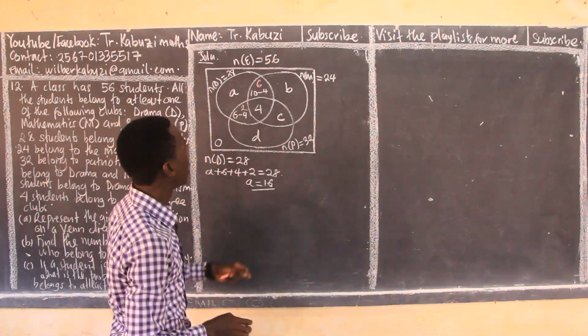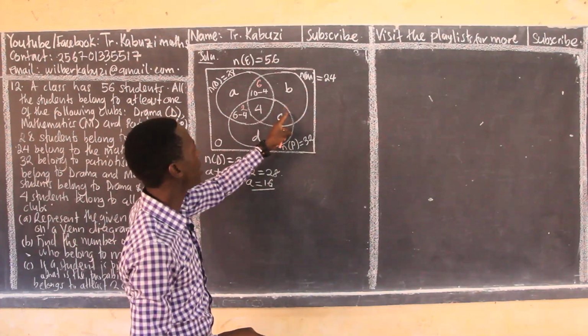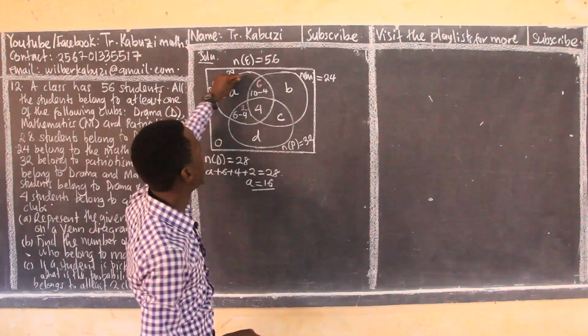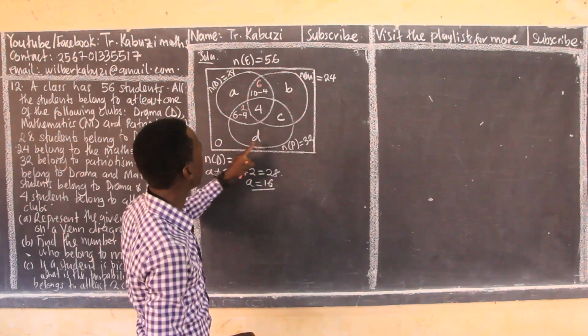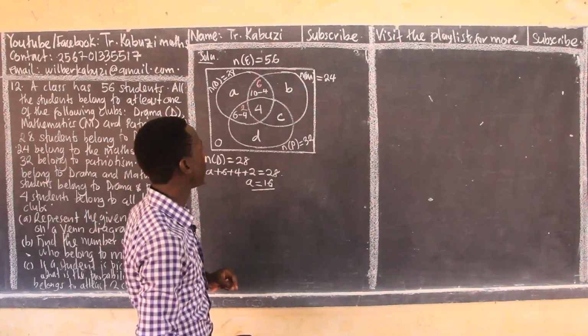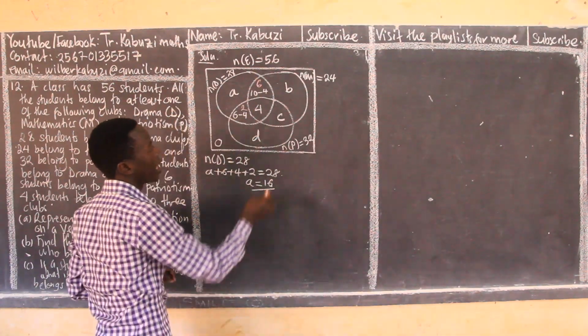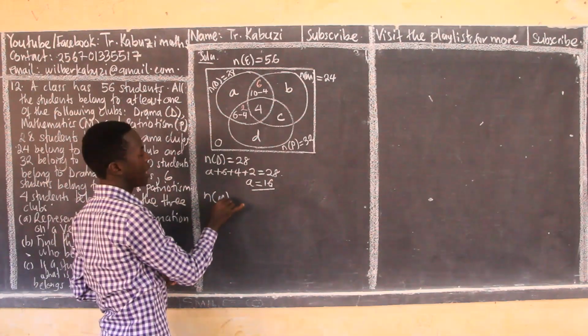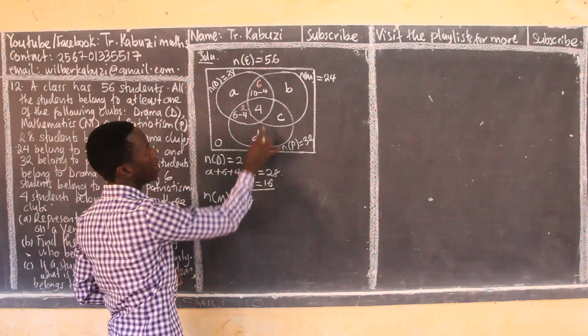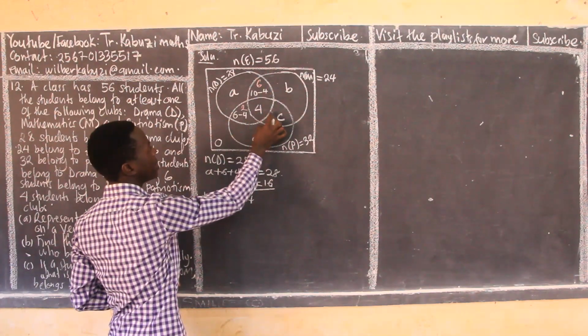So drama. Now from there, if I want to get this, I see that when I add this, plus this, plus this, plus this, plus this, I'll get first of all the universal. Or I can first add: the number of students doing math is going to be 24. So I add this, plus this, plus this, plus this.